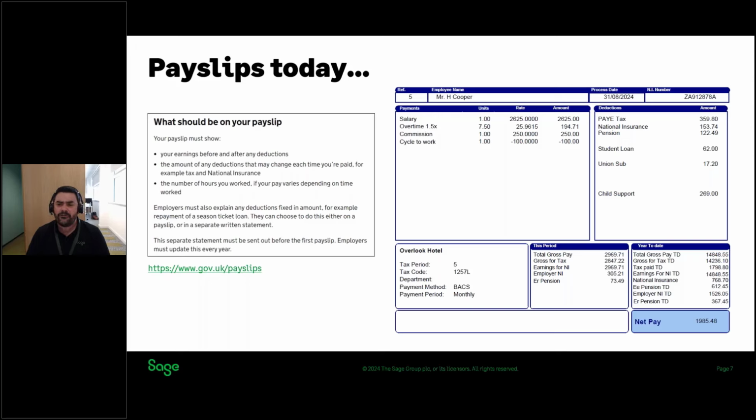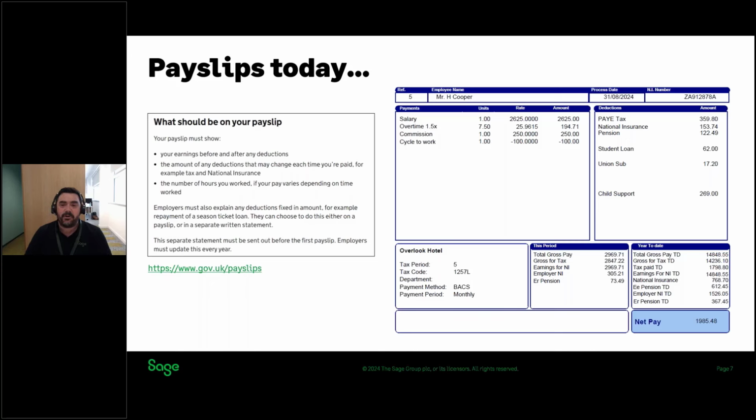Now, there is a note there about fixed deductions. So the information about fixed deductions can be provided as a separate written statement. That needs to be issued annually. But I would say more often than not, you would find fixed deductions as well as part of your payslip.